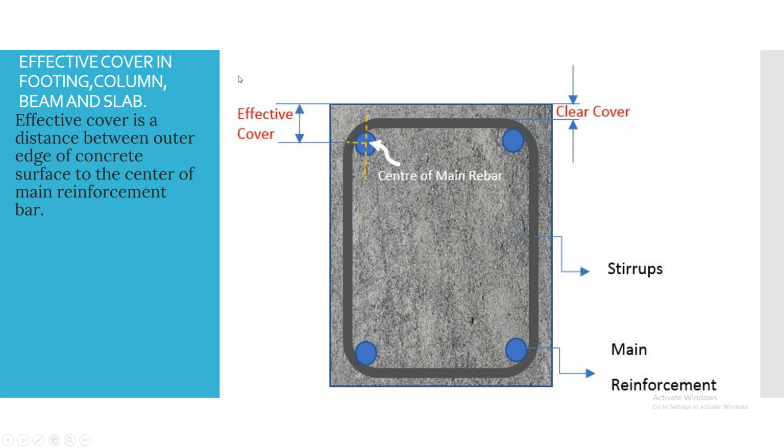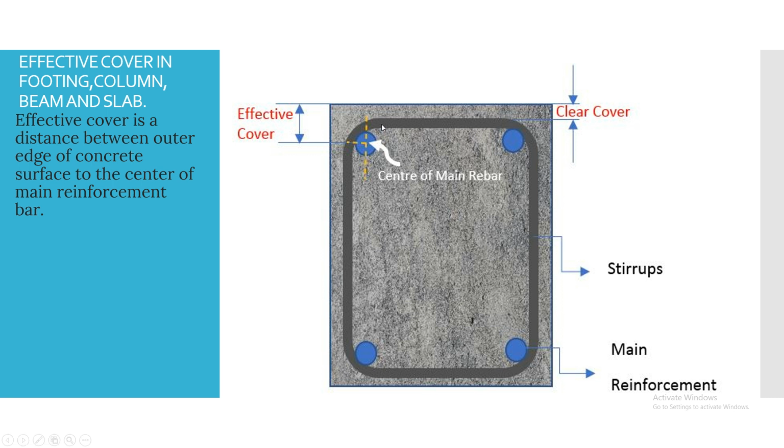In effective cover, the main reinforcement bar is in consideration. In clear cover, the stirrups are in consideration, but the concrete surface remains the same. Hope you understood clearly the basic difference between effective cover and clear cover. I will repeat again.